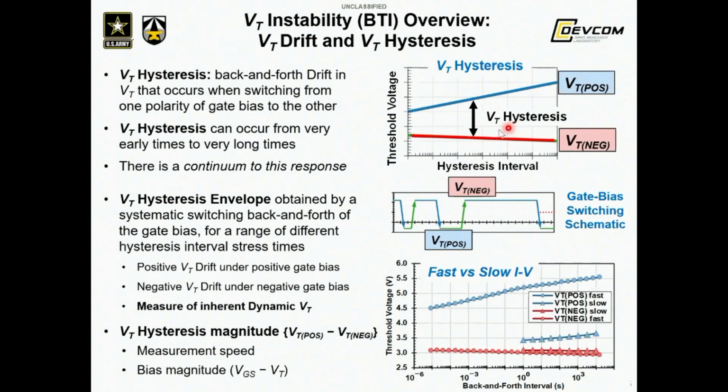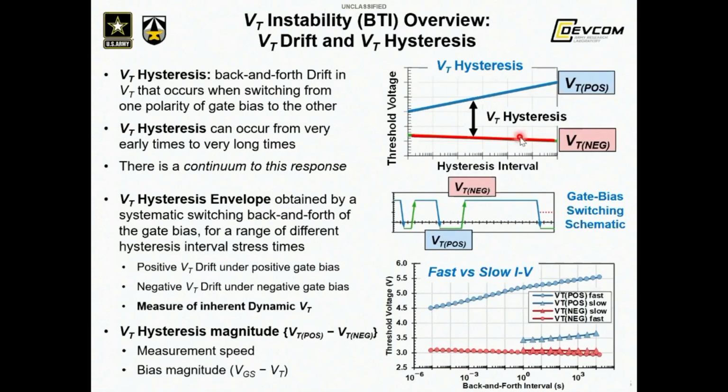VT hysteresis can occur from very early times. The first tunneling transitions are believed to occur around 0.1 picoseconds, and it's been measured out to very long times in the megasecond time range, even tens of megaseconds in some cases. There's a continuum to this response. The VT hysteresis envelope is obtained by systematically switching back and forth the gate bias for a range of different hysteresis times.